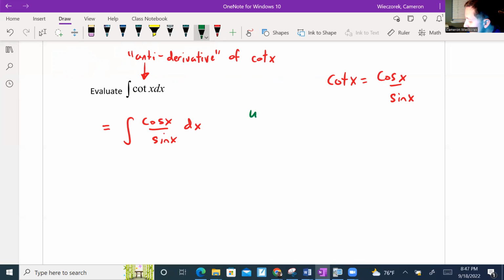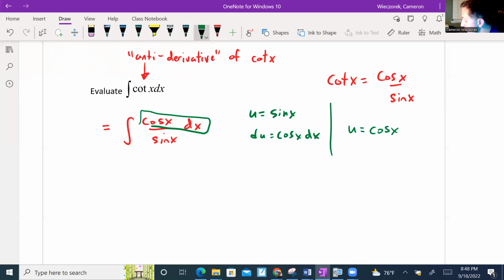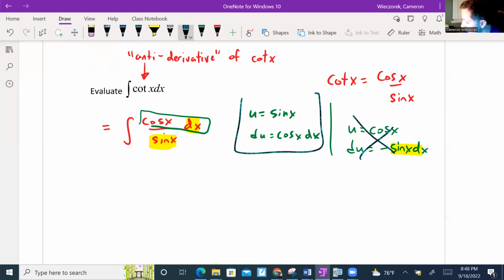Let's just say you're not sure and you want to let u equal sine of x. Du would be cosine x dx, which is good because that's what I see right here. Both of those are in the numerator. Problem is, if I was to do it the other way, let's say you thought maybe u should be cosine x, then du would be negative sine x dx. And the problem is my sine is in the denominator, but my dx is in the numerator. I need the sine x and the dx to both be multiplied together. And that doesn't happen in this case because the sine is in the bottom. So I don't want this one. This is what I want.